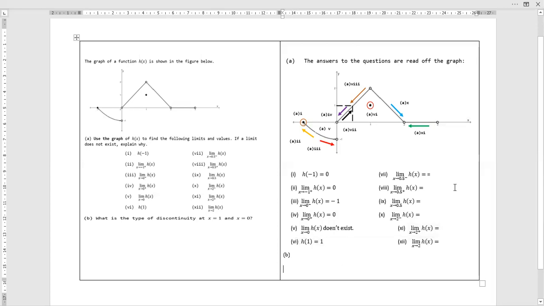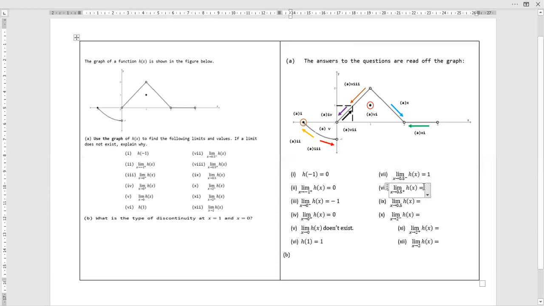Right, we go on to the seventh question here. What is the limit of h of x as x approaches 0.5 from the left side? So where is 0.5? 0.5 is right here. So we follow this black arrow, and it can be seen from the graph that the answer is 1.